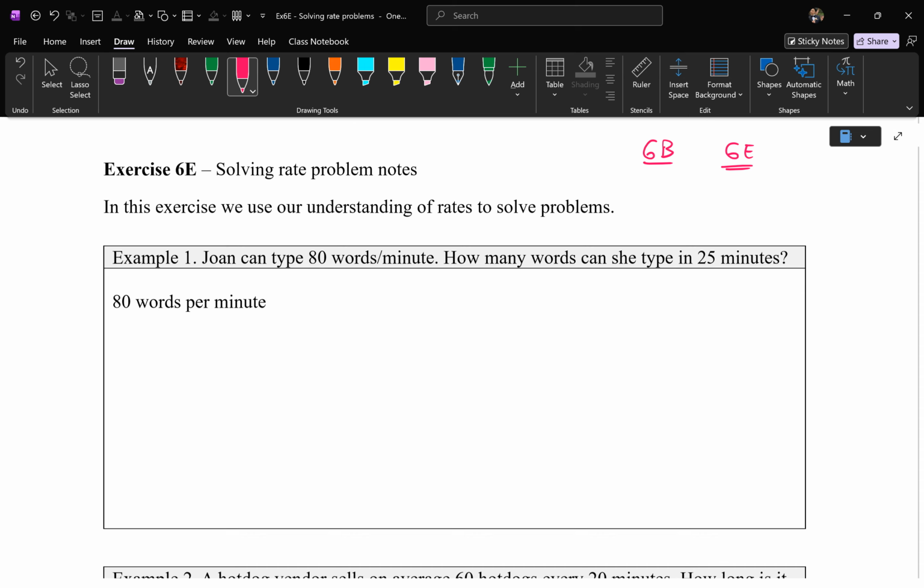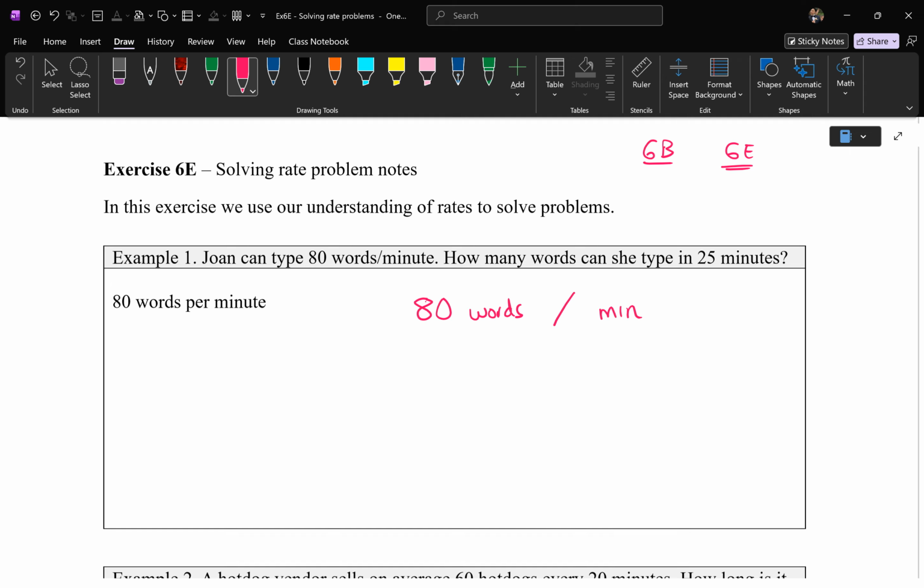Joanne can type 80 words per minute. So we write it in. We say 80 words per, which usually we use that / minute. This is called a rate. Often rates have units, whereas ratios do not have units. You could say it's like 80 to 1, but this one's more clear because we know what the numbers represent.